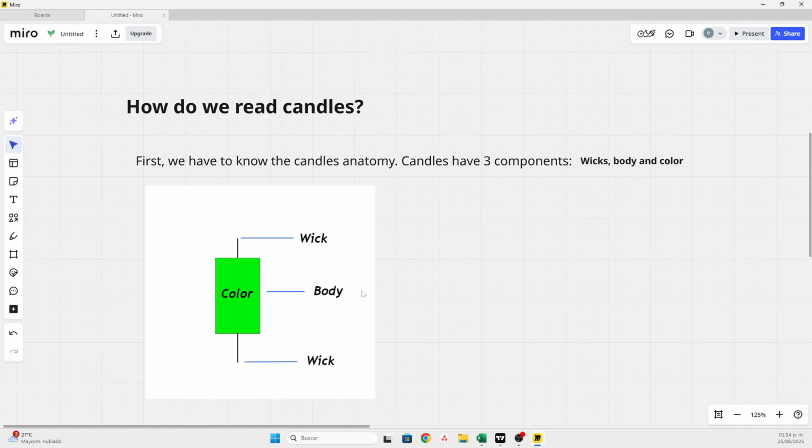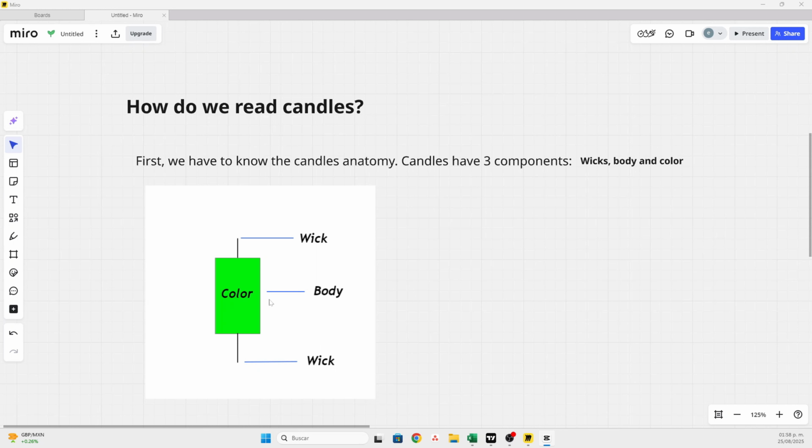Now let's jump into the body. The body is gonna be what's in the middle of the wicks, the top wick and the bottom wick. So whatever's in the middle, it will be the body. Also, another way to determine which one's the body is by looking at the color. Everything that's colored is gonna be part of the body. So in this case, this candle is green, and every bit of the candle that's green is part of the body.